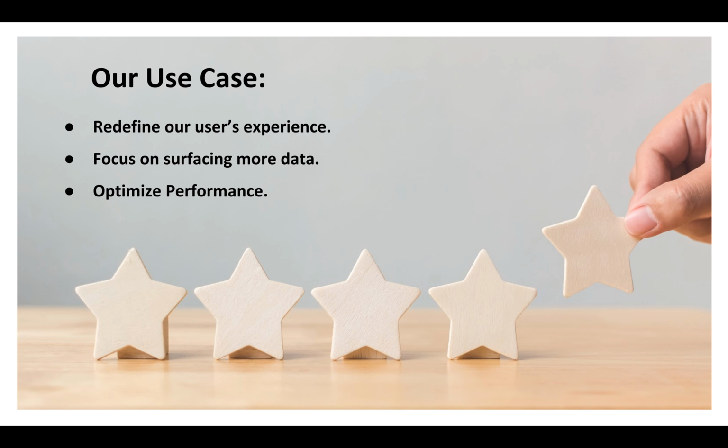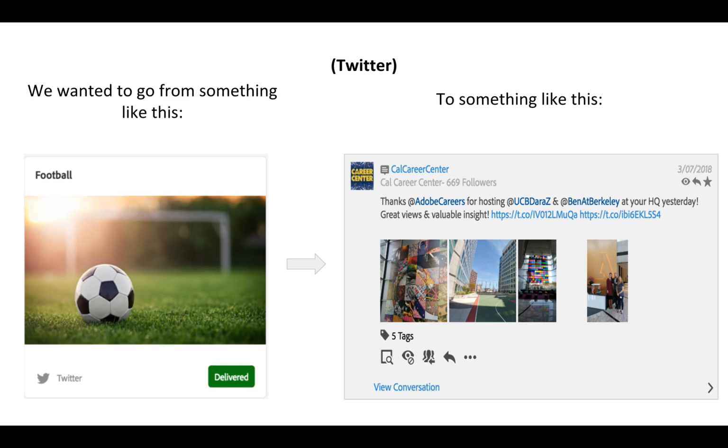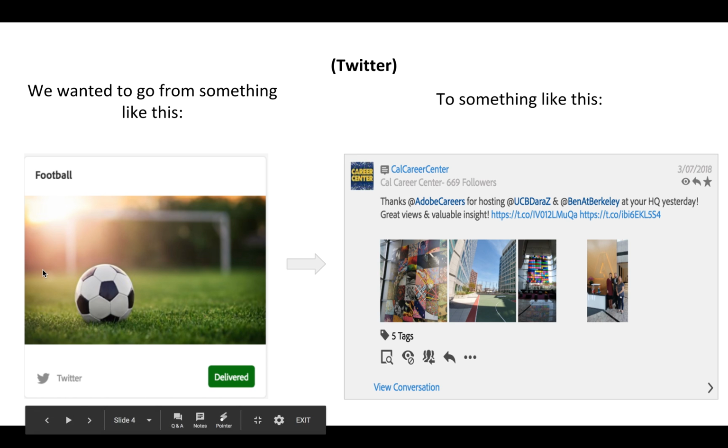Yippee. So our use case was very simple. We wanted to redefine our user's experience by surfacing more data. So what our product at Adobe does is to provide a single social platform to our customers from where they can create a tweet, they can create a Facebook post, they can create an Instagram story from a single platform. So initially, the post, which we call as activity in our product, looks something like this.